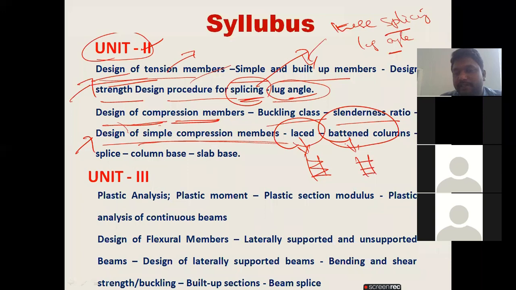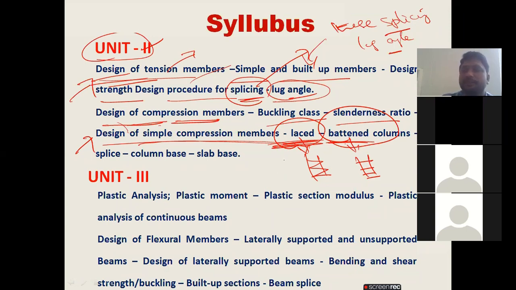These are the shapes like this. Anyway, when we finish unit 1, we will enter into unit 2. Definitely, I will explain what is the laced and what is the battened column. Only two designs are there here, laced column and battened column. Based on that, we will design the laced columns and battened columns under the compression member.